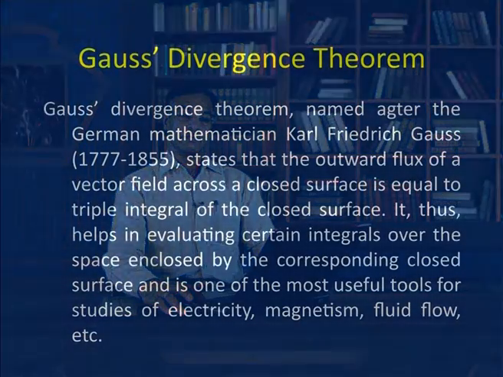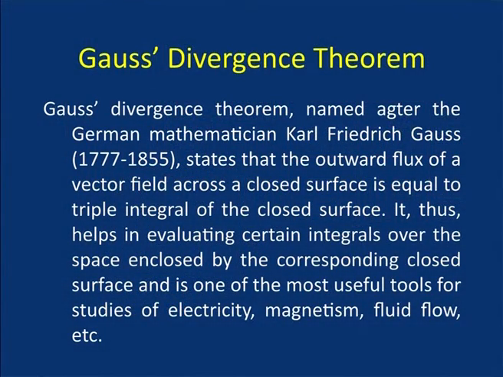Now I will explain the third important theorem of vector calculus, the Gauss divergence theorem. The Gauss divergence theorem, named after the German mathematician Friedrich Gauss, 1777 to 1855, states that the outward flux of a vector field across a closed surface is equal to the triple integral of the divergence over the volume enclosed by the closed surface.